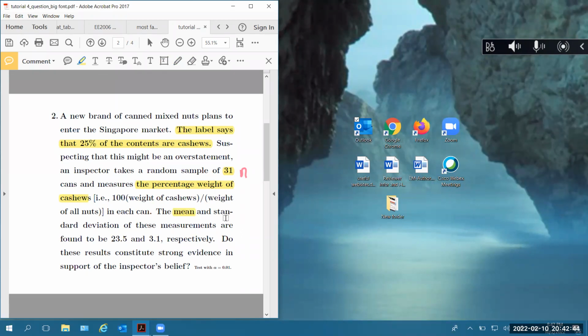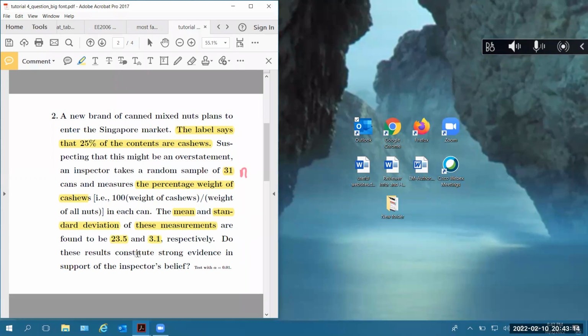Can you see this word mean? You also see this word standard deviation, right? Okay, so be prepared. Mean of what? Standard deviation of what? Now mean and standard deviation of these measurements, whatever those measurements are. Well, the mean is found to be like that, and the standard deviation is found to be like this.